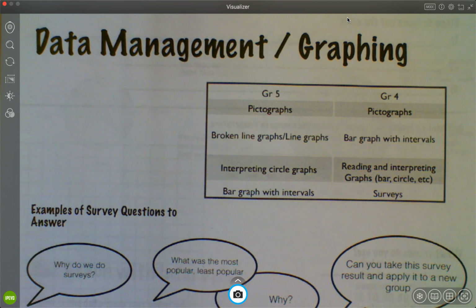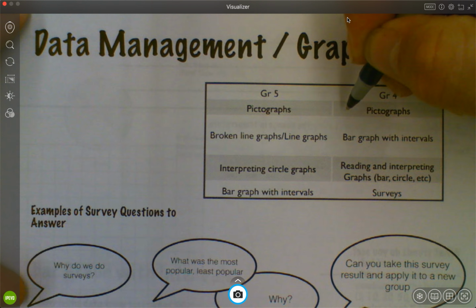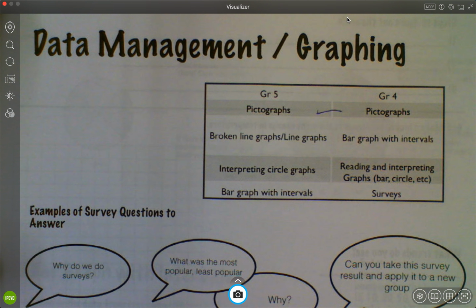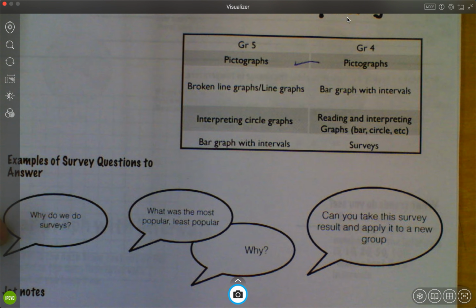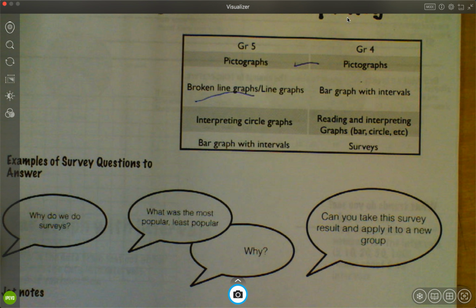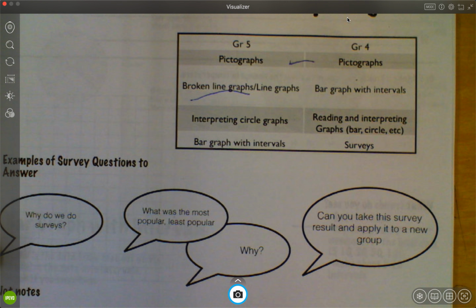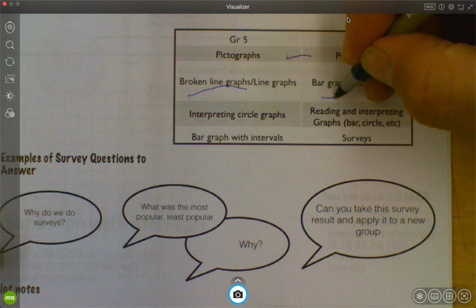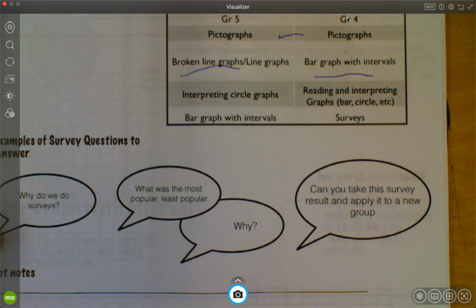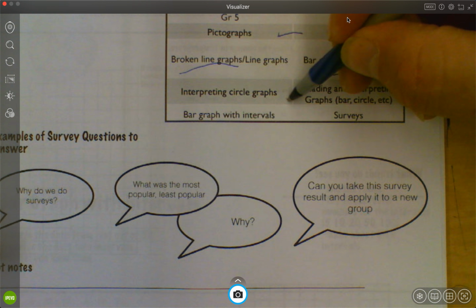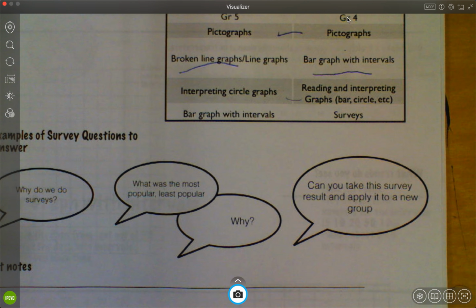Here's some things that the grade 4 and 5s need to know. They both need to know how to do pictographs, which are graphs that use icons or pictures. Grade 5s are going to do a broken line graph, typically around temperature. And the grade 4s and the grade 5s need to be able to do a bar graph that has intervals on it. They're going to have to also interpret some circle graphs, and we'll talk a little bit about surveys and things like that as well.